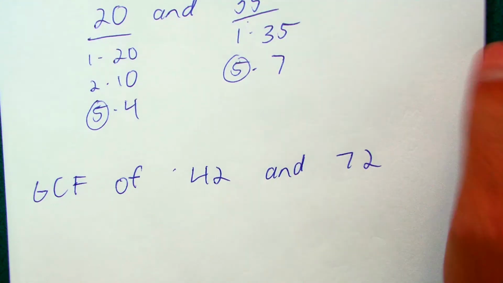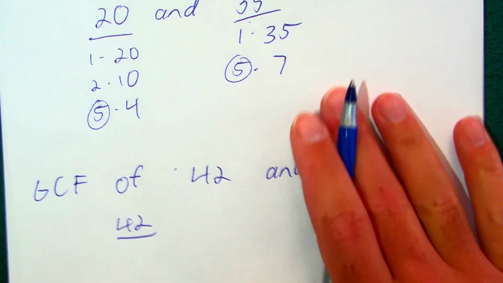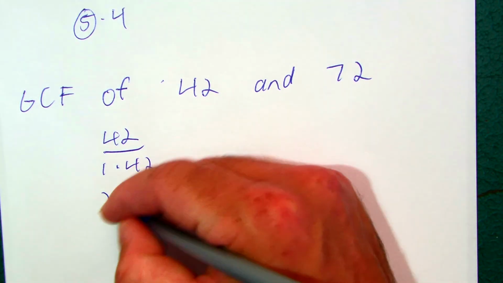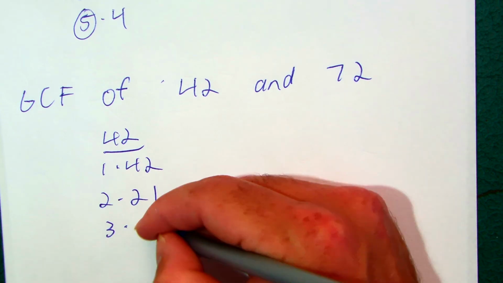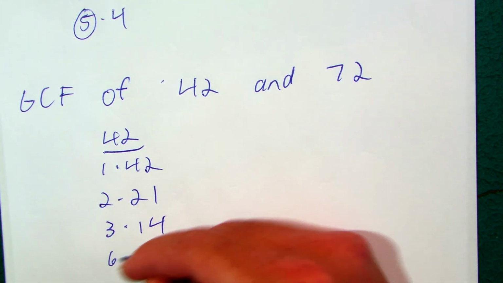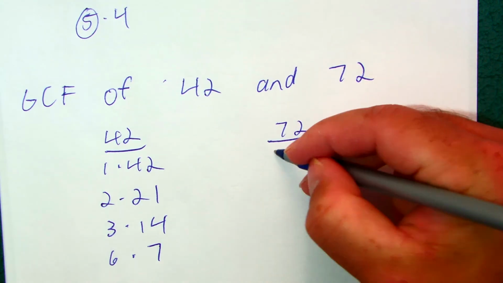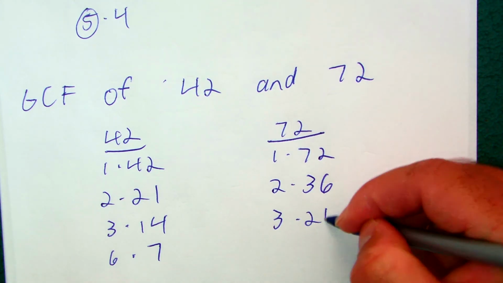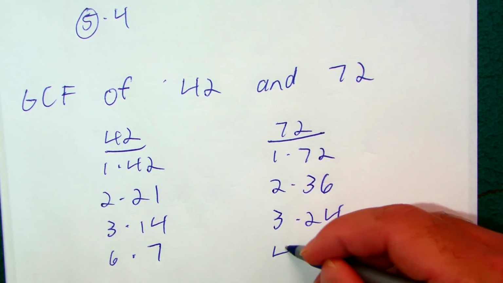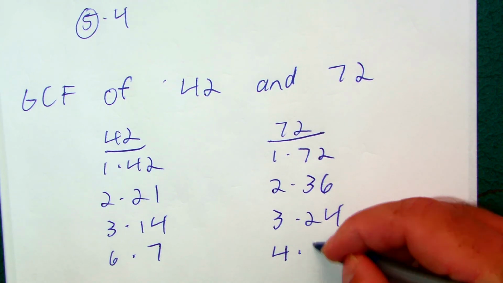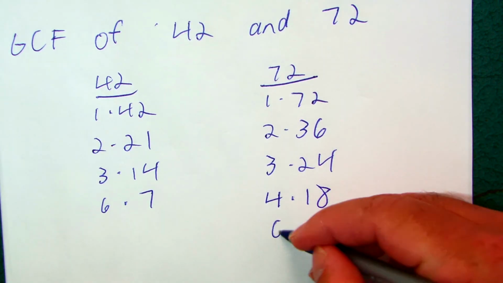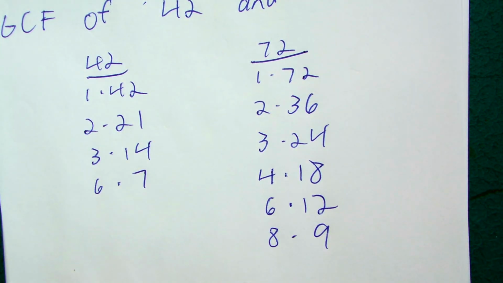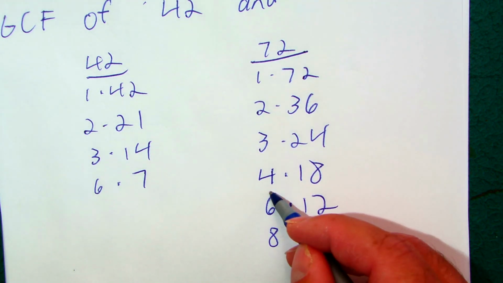One more of those. Again, your factors of 42: 1 times 42, 2 times 21, 3 times 14. 4 doesn't go in, 5 doesn't go in, 6 times 7. For 72, you have 1 times 72, 2 times 36, 3 times 24, 4 times 18, 6 times 12, and 8 times 9. So you have a lot of common factors here, but your greatest one is going to be 6.